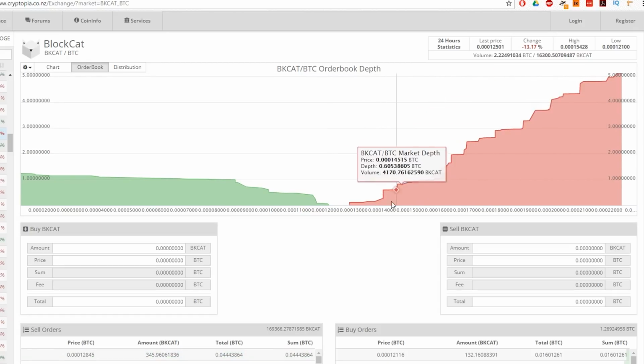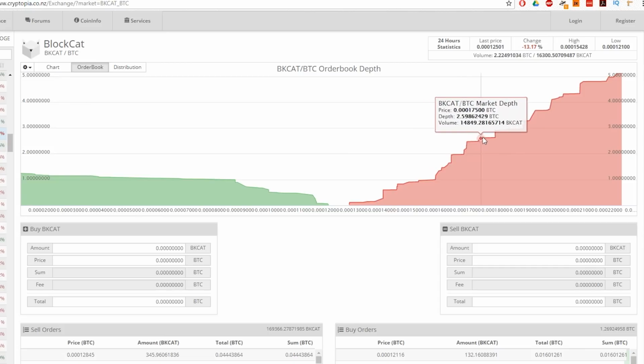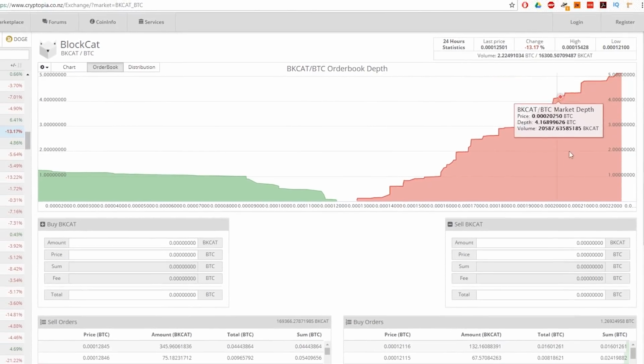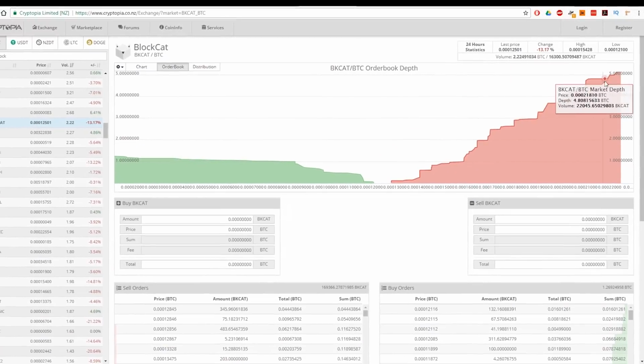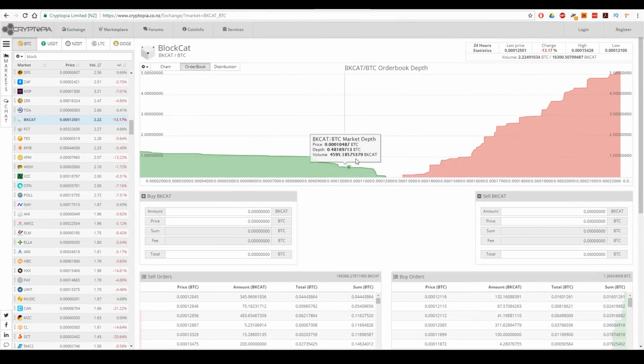This is the cumulative sell orders currently in for Blockhat. You can see there's more selling going on than there is buying. So this is a very shallow book as well, a very shallow depth in terms of Blockhat's trading. Okay, so very low liquidity, very low depth.